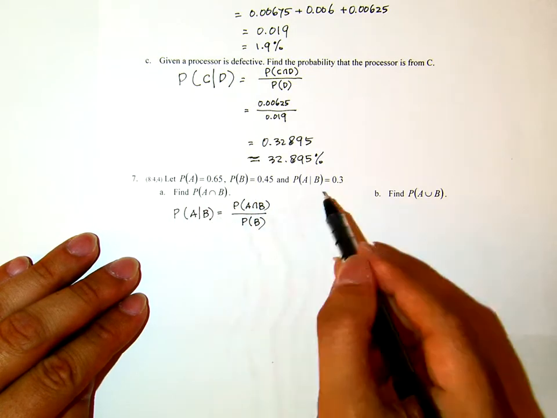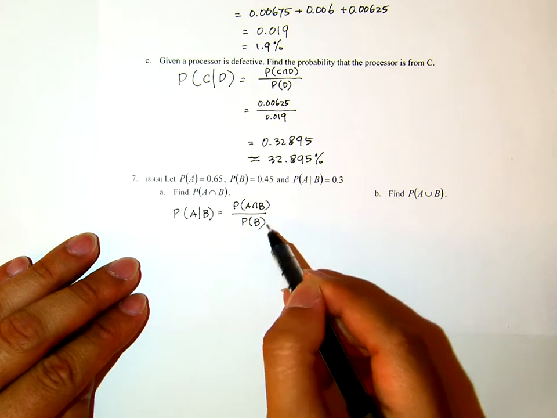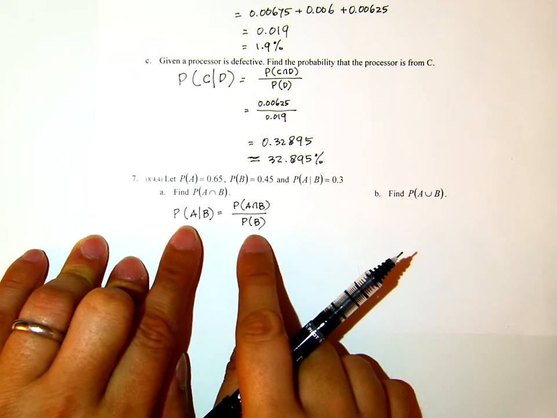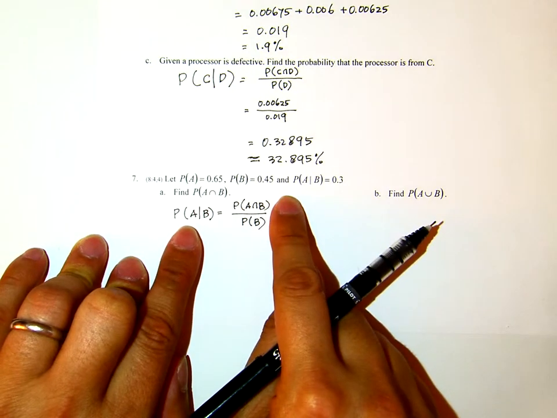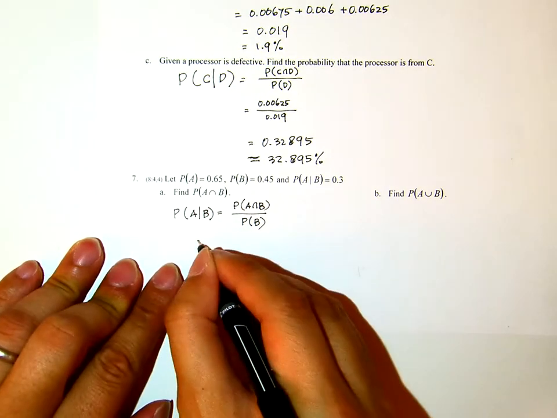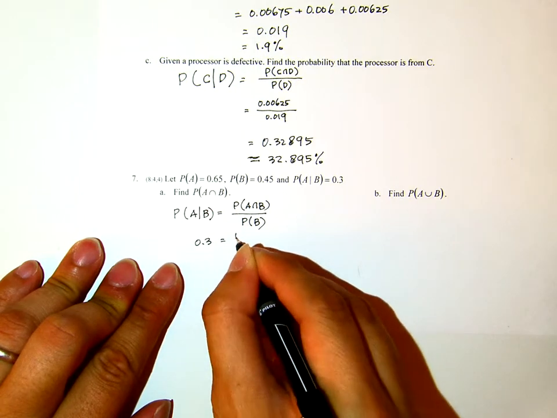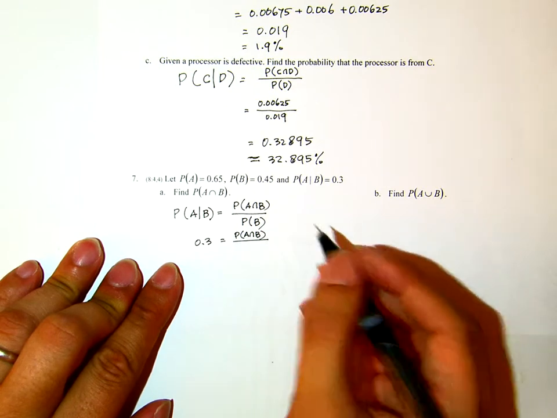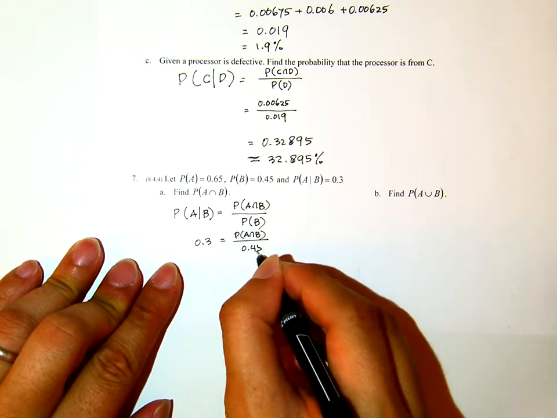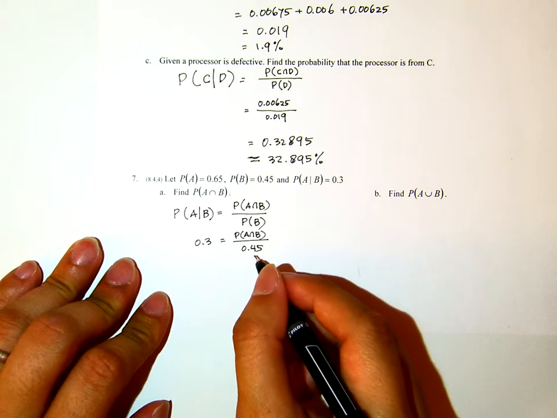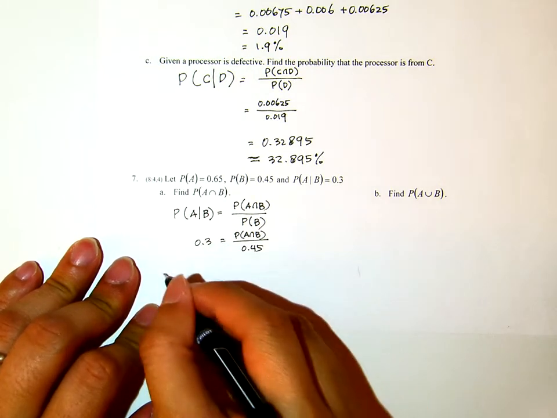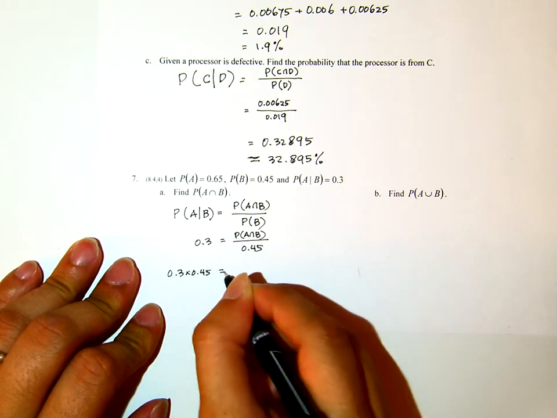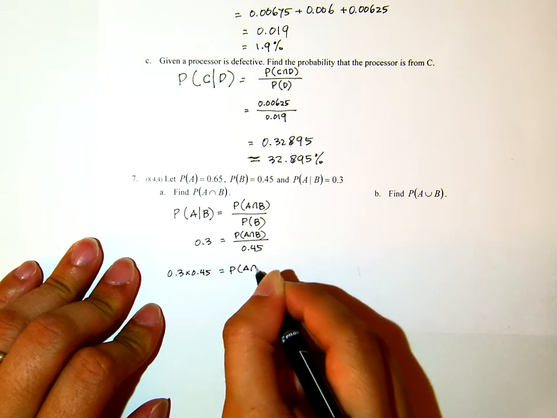This is given, right? That's 0.3, and probability of B is also given. So if I can replace both of these here, I can use these two numbers to find the one we are looking for. It's 0.3 equals probability of A intersect B over the probability of B, which is 0.45. Now multiply 0.45 to the other side. That's 0.3 times 0.45 equals the probability of A intersect B.